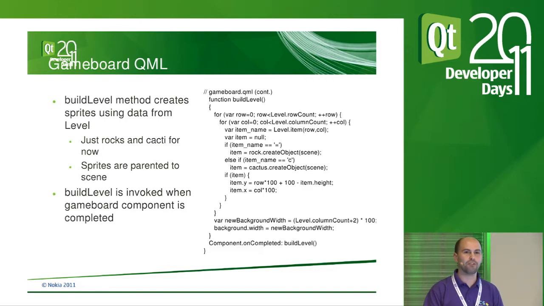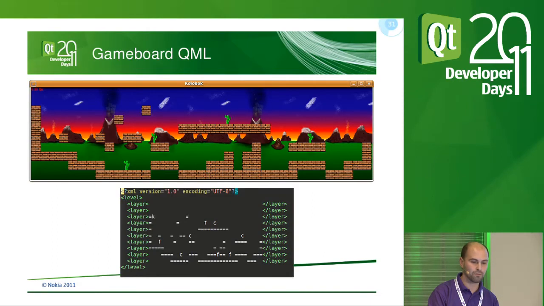So this build level function is called when our game board completes loading. Once we have an item parent, the scene, we can go ahead and dynamically allocate all of the game items.